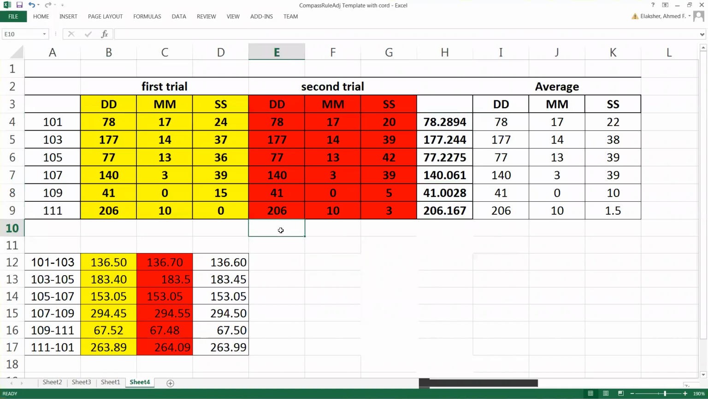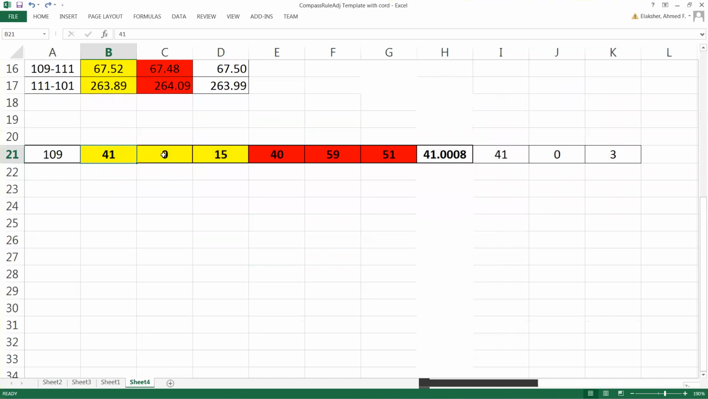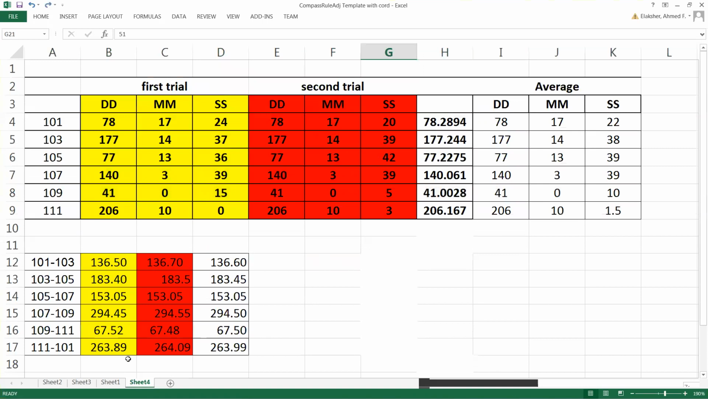For example, if you have this case, 41 0 15 and the other one is 40 59 51, it does work here, but again, just double check these cases with your calculator. But in general, this is how it should look like. Okay, so this should show you how to input your data, how to do the calculations.